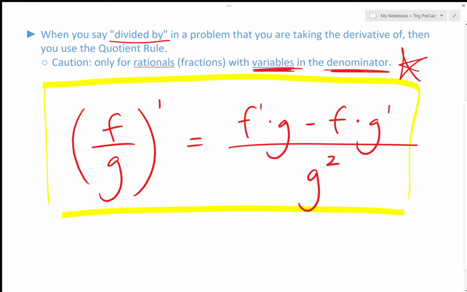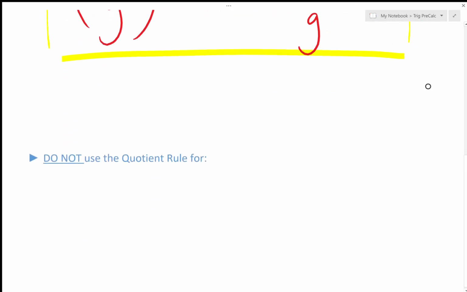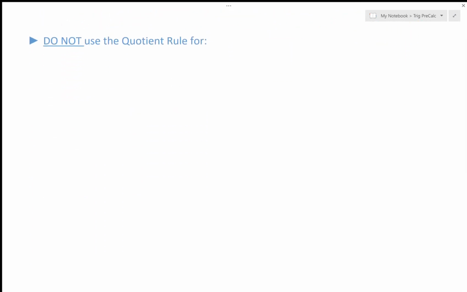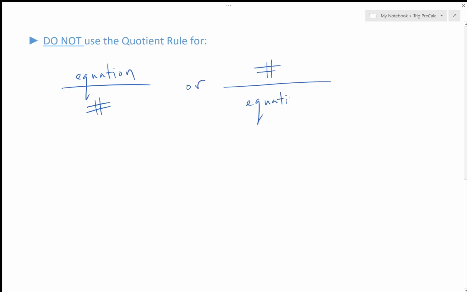Now, something we're going to talk about real quick is when it looks like quotient rule, but you're actually not going to use it. Do not use quotient rule for the following. If you have an equation on top and just a number on the bottom, so see how that's just a number, no variable, or if it's just a number on top and an equation on the bottom. So we need variables on top and bottom to actually use the quotient rule.